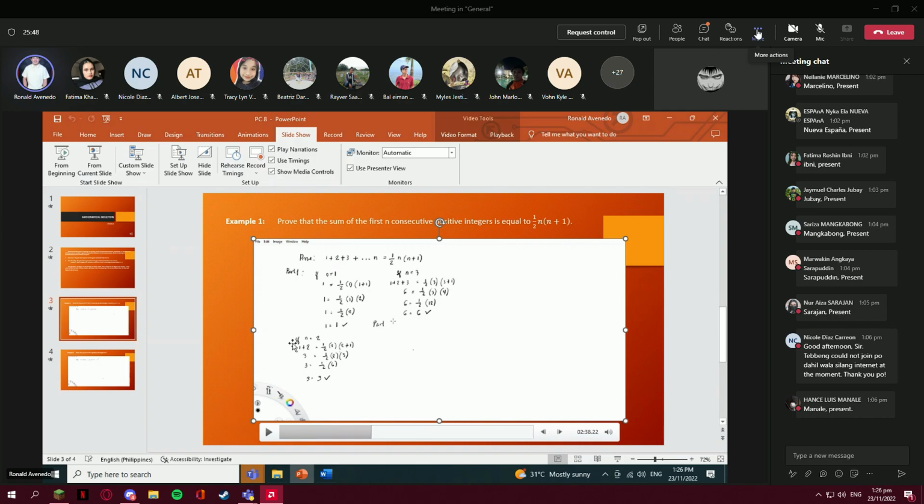So that is only for the first part, because sometimes n equals 1 is true, correct, but n equals 2 could be false, or n equals 3 is false. Then if that will happen, no need to proceed to part 2. But here in our solution, 1, 2, and 3 are true, so we can now proceed to part 2 of the proof.